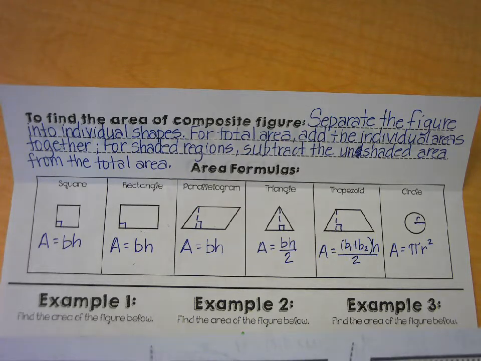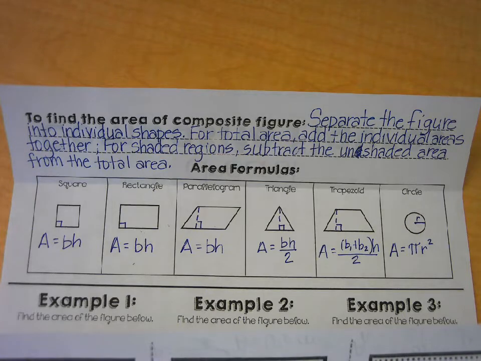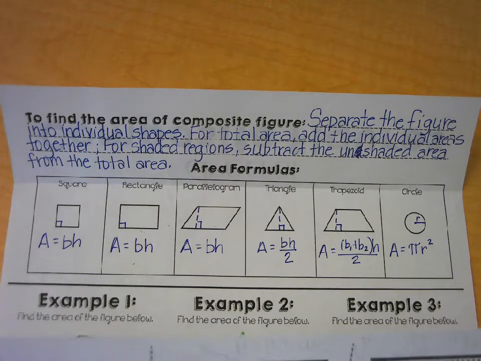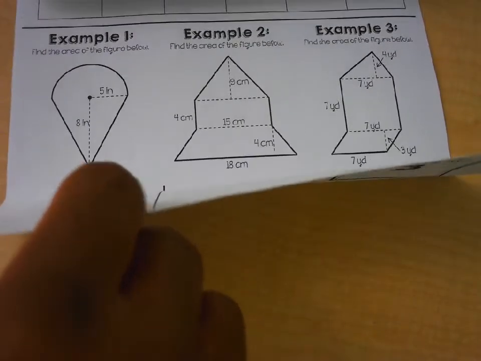And then for the circle, its area equals pi times the radius squared. Radius squared means radius times the radius. All right, so we're going to do our examples here.